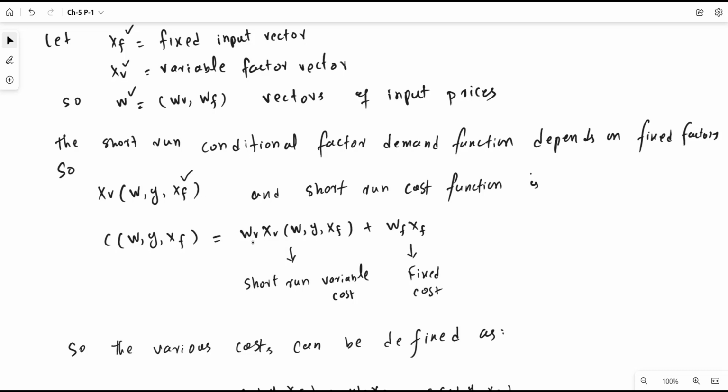So the cost function would be such that this is the variable cost, right? This is the value of the variable cost in the short run, and this is the value of the fixed cost, because again this is the price factor of factor input, and this is the conditional factor demand function of the variable input in the short run, right? And this is the fixed cost. So the sum of the short run variable cost and fixed cost gives us the total cost function.